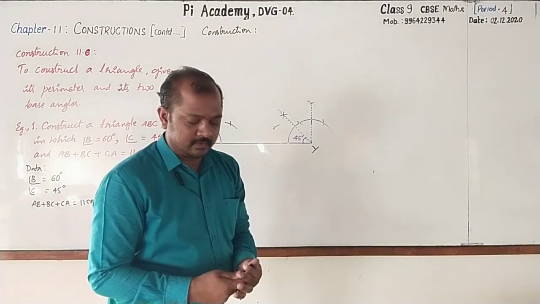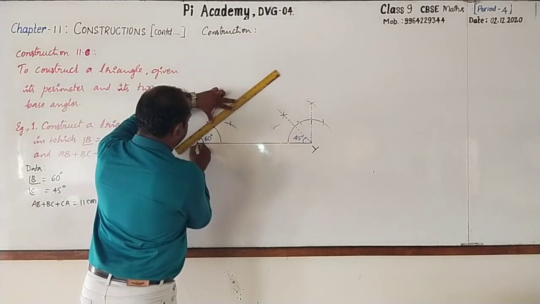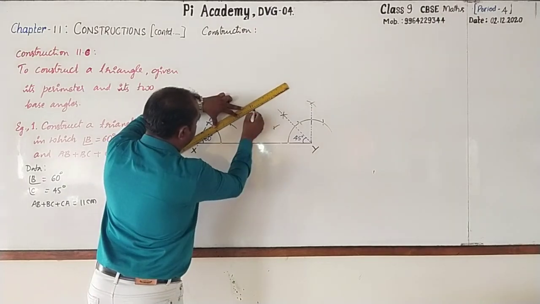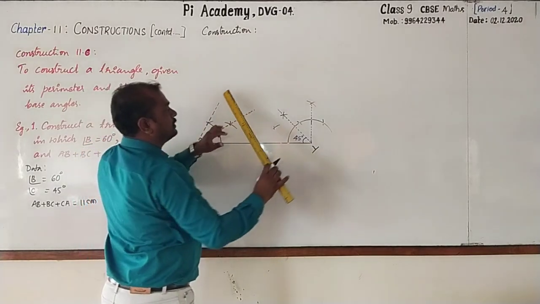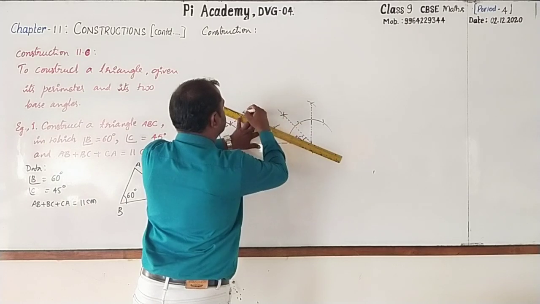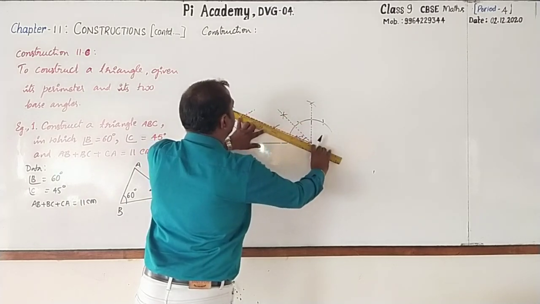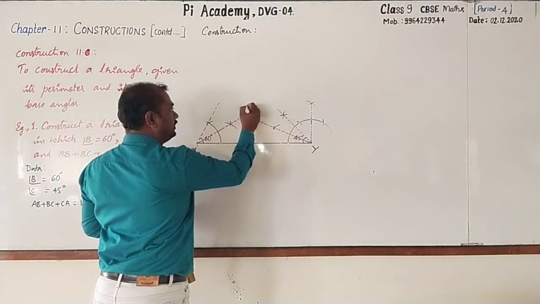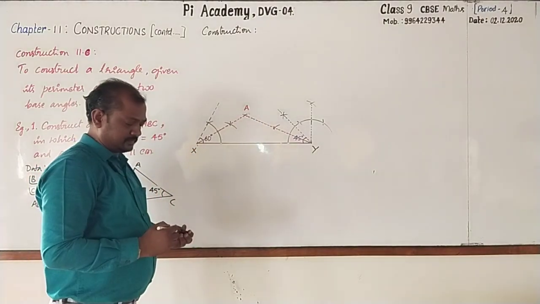Take scale and pencil. Then draw the line from X through this point with a dotted line. Similarly, draw the line from Y through this point of intersection and produce that. Both of these angular bisectors will intersect at a point. Name this point as A. Followed? Next.